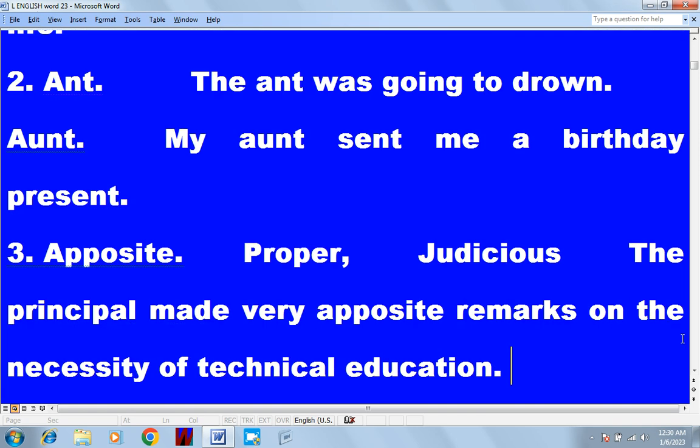Number 2, ant, A-N-T, only A-N-T. The ant was going to drown. Aunt, A-U-N-T, or in other words, auntie. My aunt sent me a birthday present.